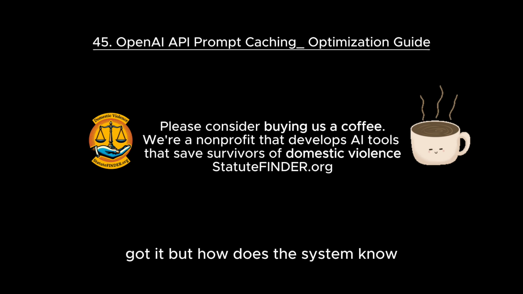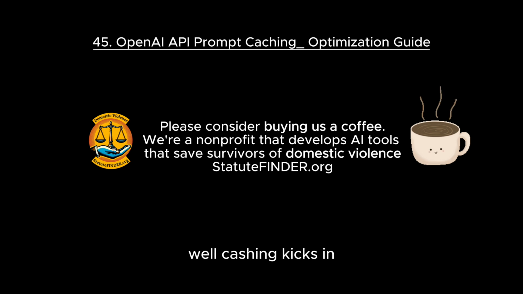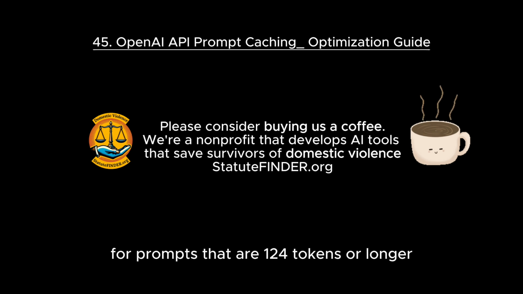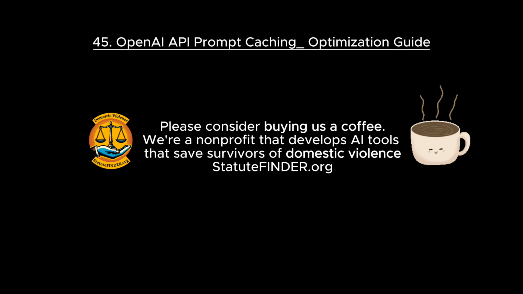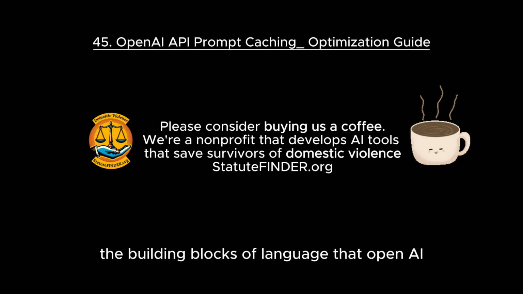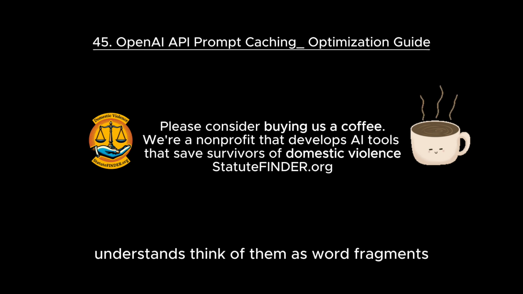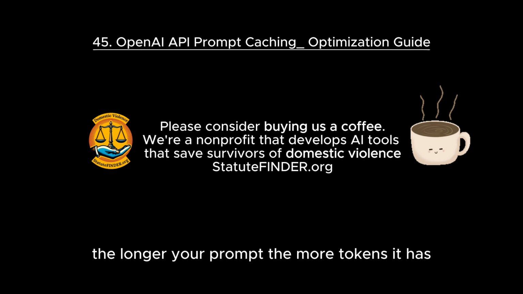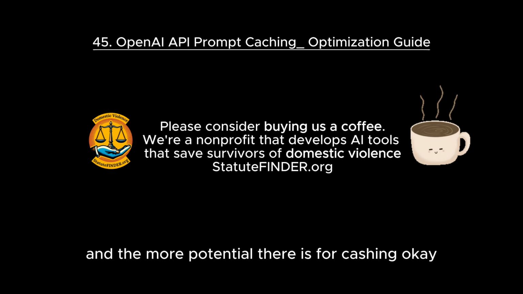Got it. But how does the system know how much of my prompt to cache? Does it work with any length? Well, caching kicks in for prompts that are 1024 tokens or longer. Now, you might be thinking, what in the world is a token? Tokens are like the building blocks of language that OpenAI understands. Think of them as word fragments. The longer your prompt, the more tokens it has, and the more potential there is for caching.